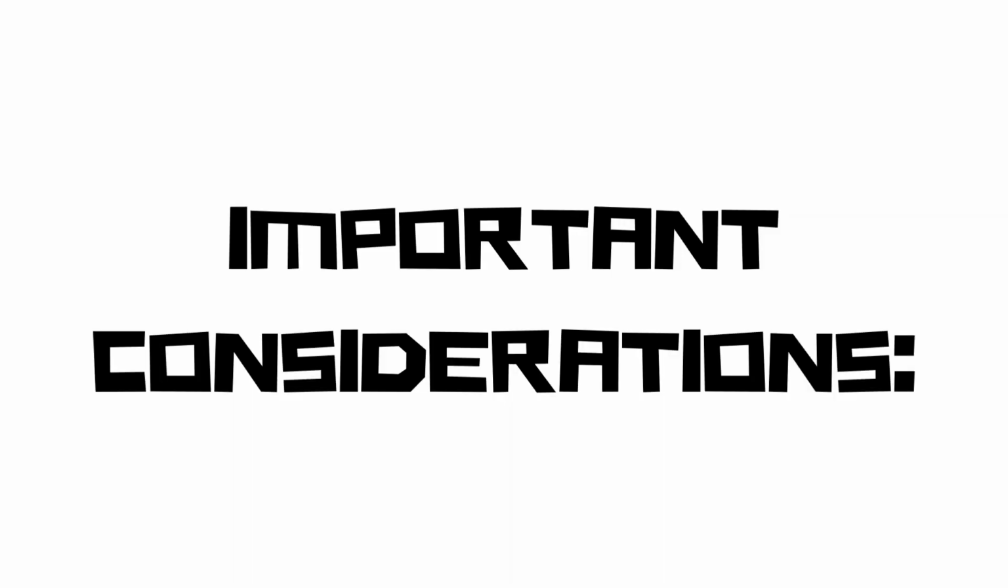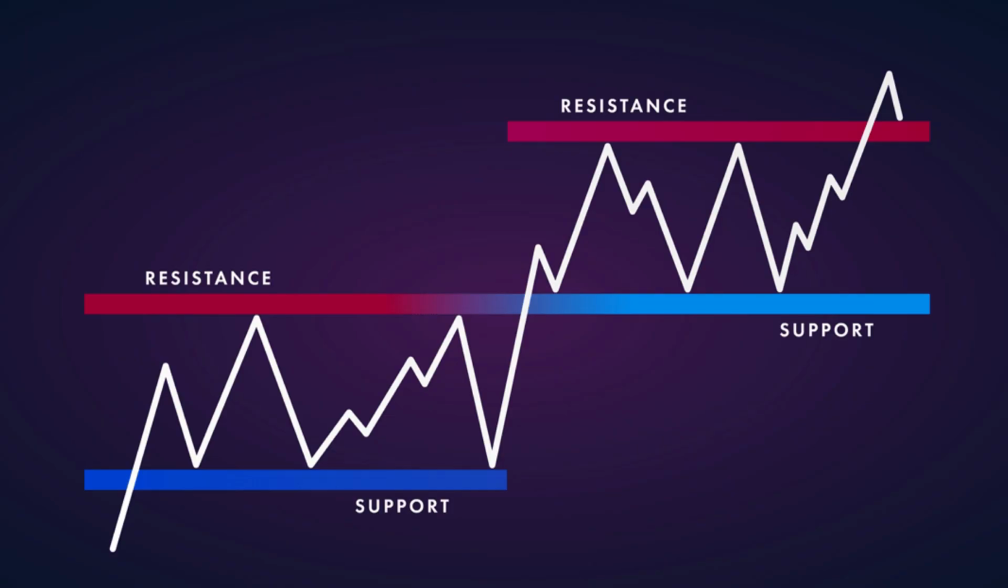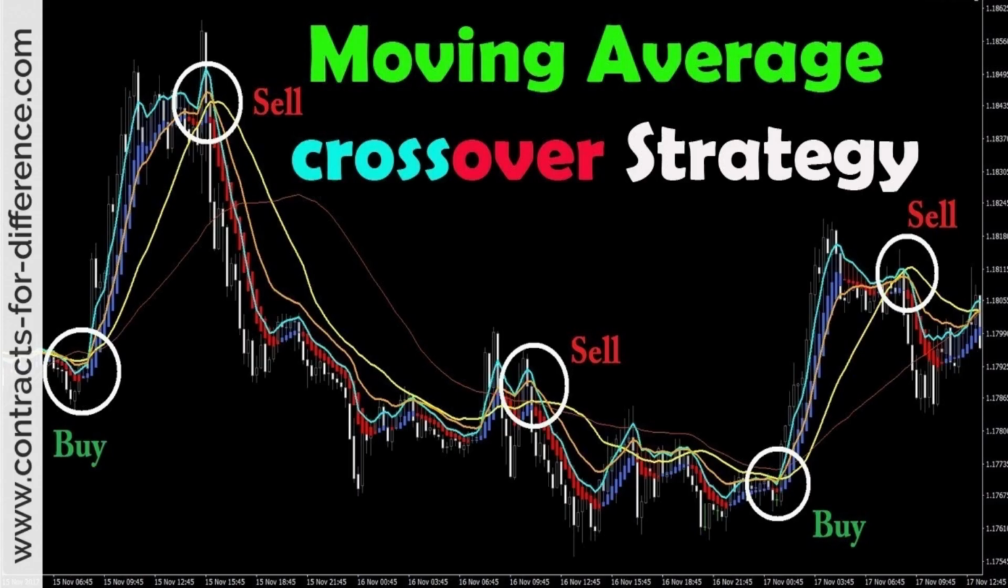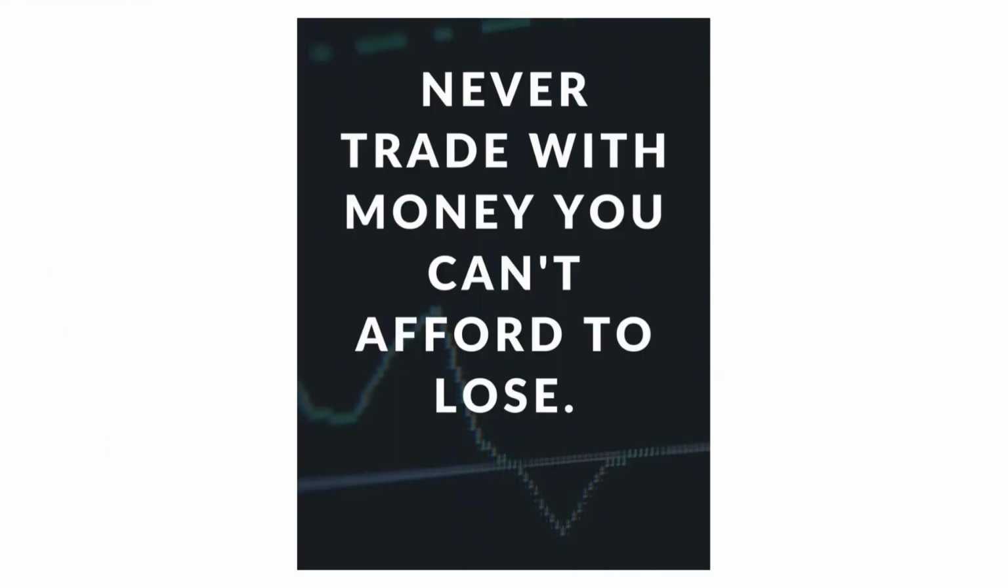Important considerations. This strategy is a simple example and should not be used in isolation. It's essential to combine it with other forms of analysis, for example, support and resistance levels, candlestick patterns, and market news to increase its effectiveness. While moving average crossovers can be effective in trending markets, they may generate false signals during choppy or ranging markets. It's crucial to understand the market environment in which you're trading.